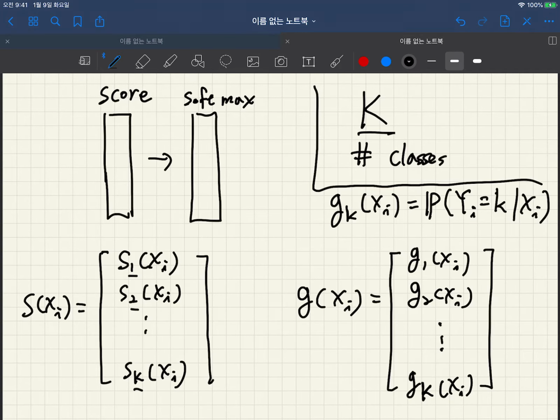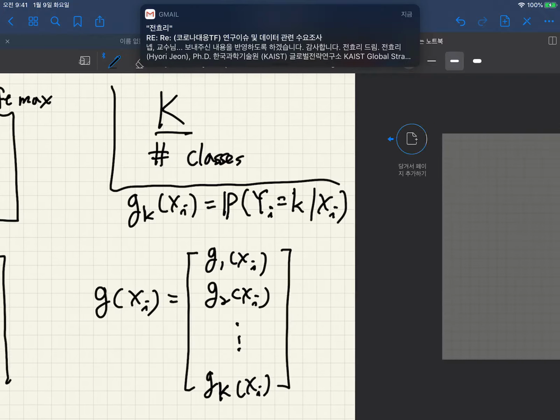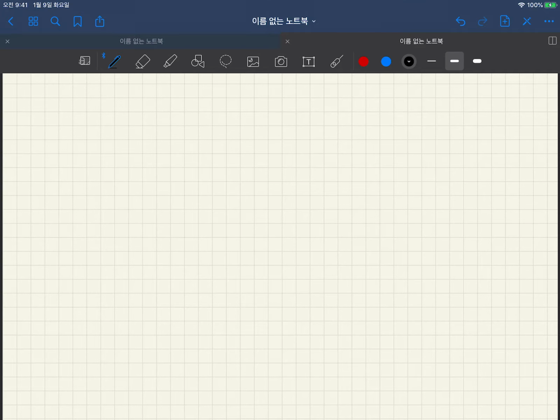Because the softmax vector is a kind of probability vector, all elements of the softmax vector are positive, and the sum of the softmax vector is equal to 1. Okay, so the first loss function for classification tasks is negative log likelihood.